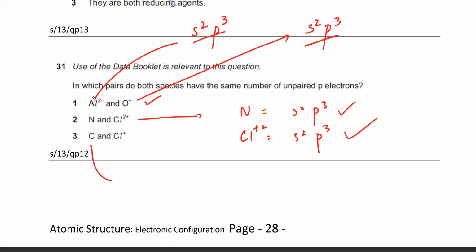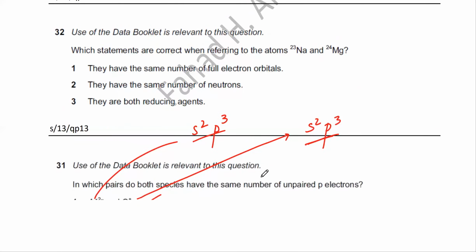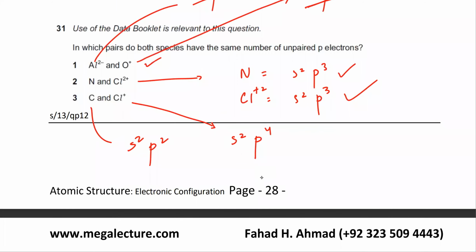Carbon is group 4. Group 4 is S2, P2. Cl is group 17, so it should be S2P5, but +1 means it's going to lose 1 electron. We did this already: if you have P2 and P4, they also have the same number of unpaired electrons. This is something that we had done earlier.